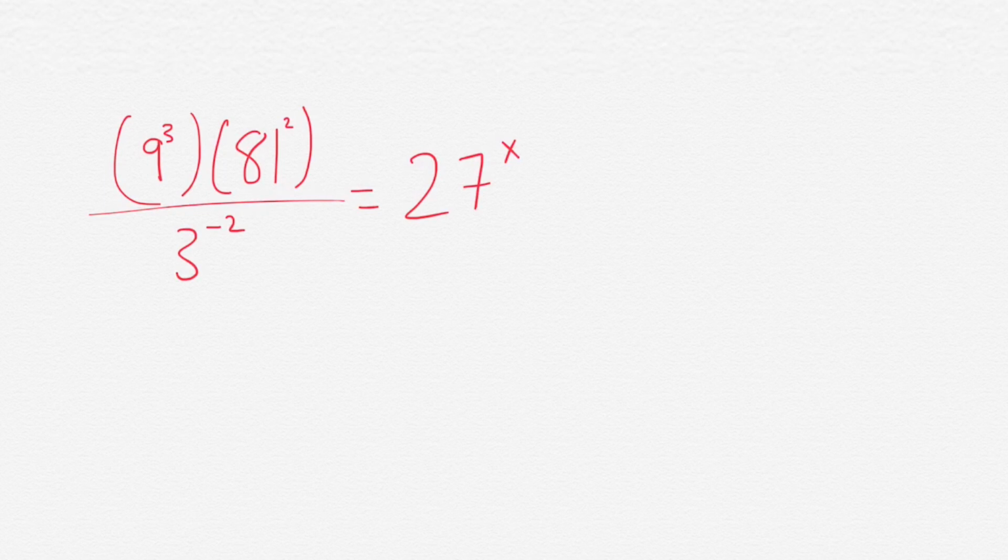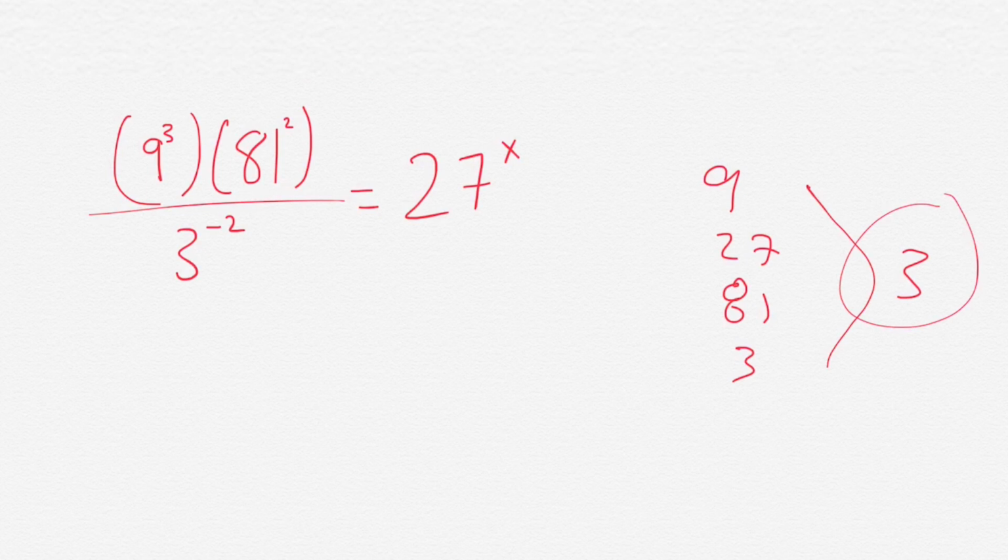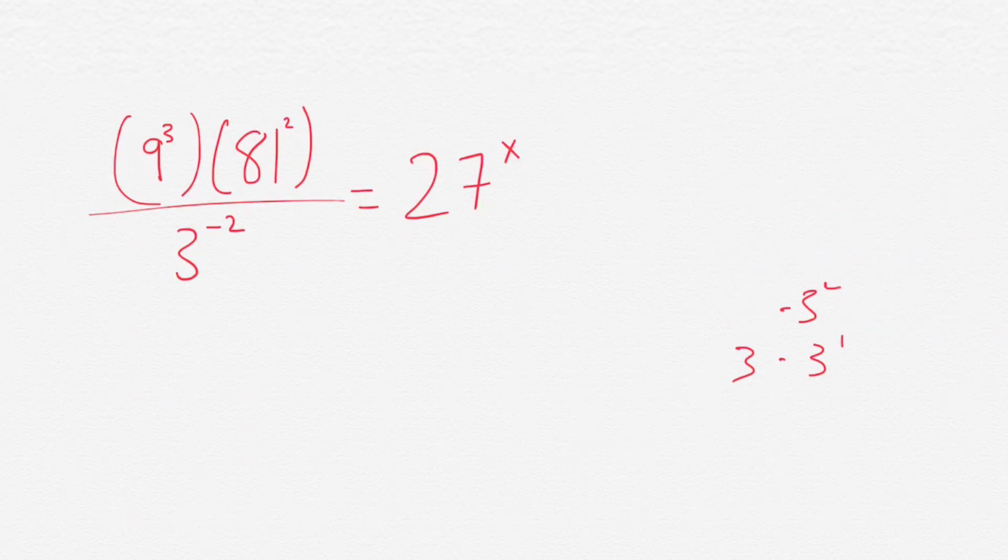So the goal here, obviously, every number, 9, 27, 81, 3, all those numbers, they have the same base, which is 3, right? Because 9 is like 3 squared, 27 is 3 cubed, 81 is 3 to the 4th, and 3 is 3 to the 1. So all these numbers are a base of 3. To figure out x, we need to simplify everything in the base of 3.